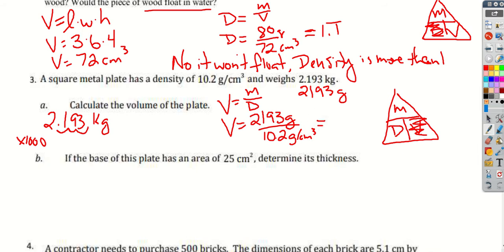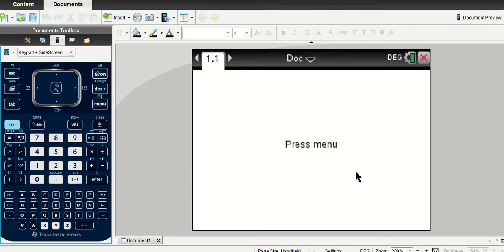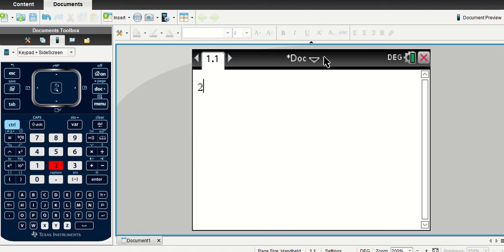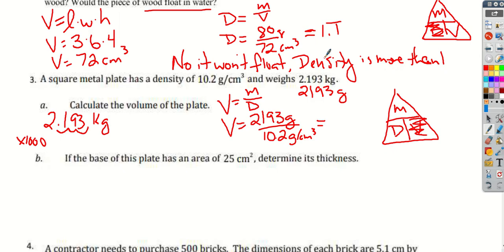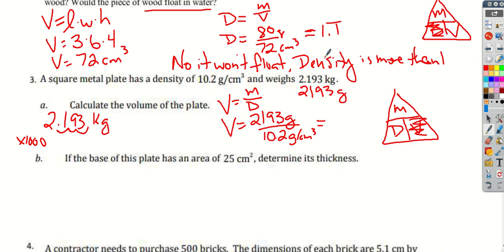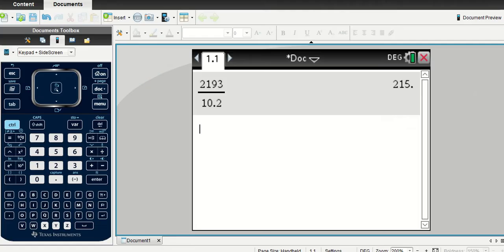So I just grab my calculator. Okay, so we're doing 2,193 divided by 10.2, right? And we get 215 cubic centimeters. So the volume is equal to 215 centimeters cubed, and there is our volume.